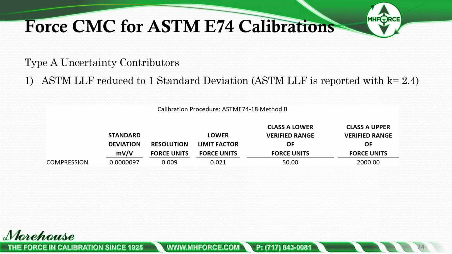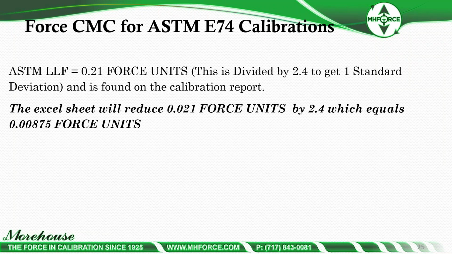So type A, we're looking at that part 1, ASTM reduced to 1 standard deviation. I'm taking this from a report: standard deviation, resolution, lower limit factor, class A verified range of forces. This is one where the first test point was 50 pounds. If we're going to enter this into the Excel sheet, we're just going to enter 0.21 force units. The Excel sheet is going to divide it by 2.4, and it's going to equal 0.0875.